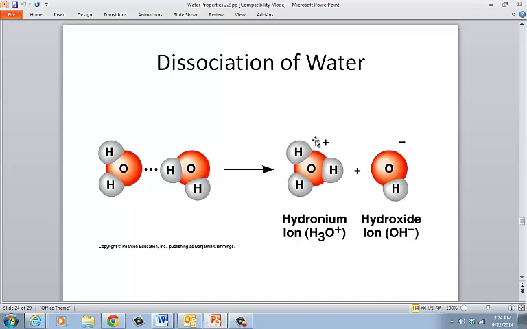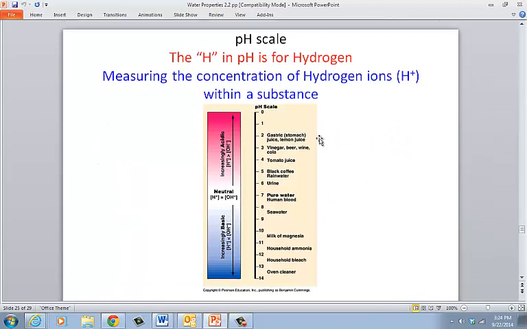Now a proton actually is not the hydronium ion, it's the H plus ion, so it's going to split apart that way. All right, so looking at the pH scale, the H in the pH is for hydrogen. What the pH scale does is measure the concentration of how many of these hydrogen ions are in a substance.